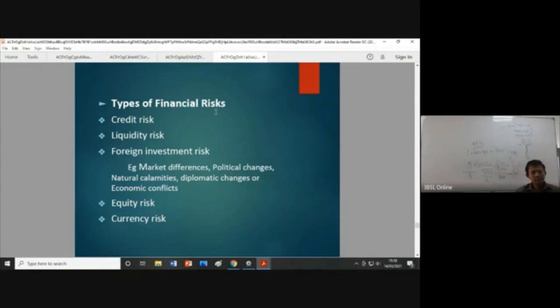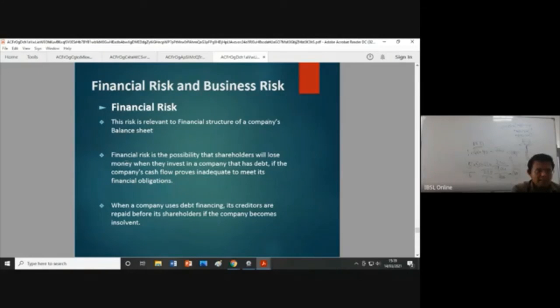Liquidity risk. Foreign investment risk. Equity risk. Currency risk. Currency risk is the foreign exchange risk. Same thing. And financial risk and business risk and other types of risk. This is part of your syllabus. What's the other category we have learned? Systematic and unsystematic risk.